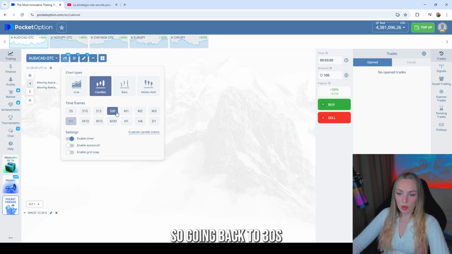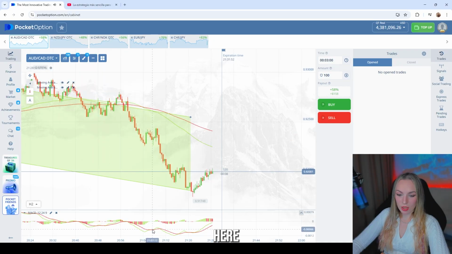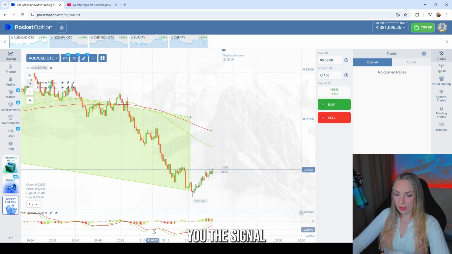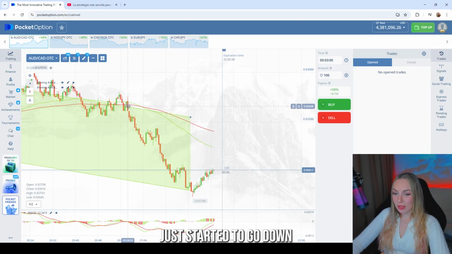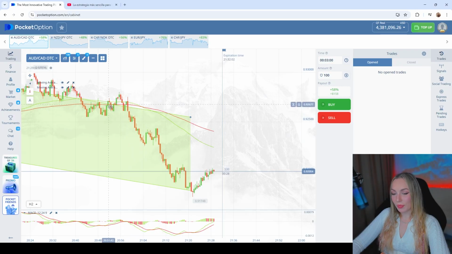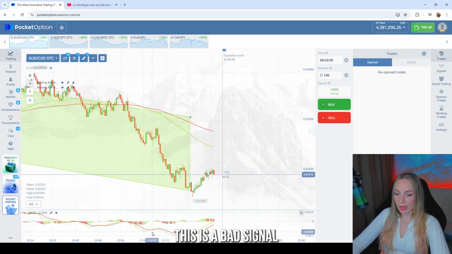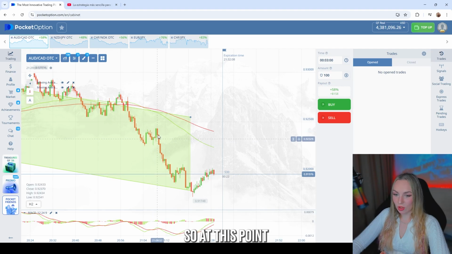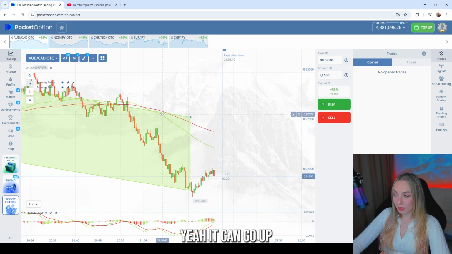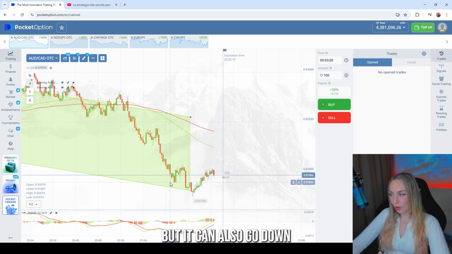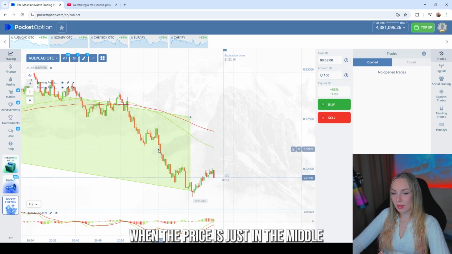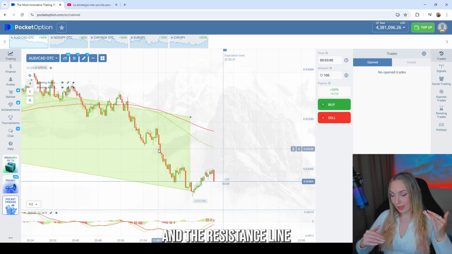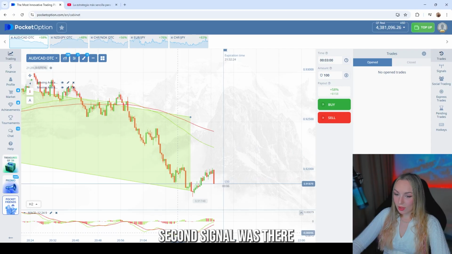So going back to 30 seconds, here we have the crossing of the MACD, the signal to open the trade in the upward direction. But because it just started to go down from the resistance line, this is a bad signal. It's just in the middle, so at this point the price can go up. Yeah, it can go up, but it can also go down. So I do not recommend you to open the trades when the price is just in the middle between the support and resistance line. Second signal was there, and basically you could say that this was a good signal.